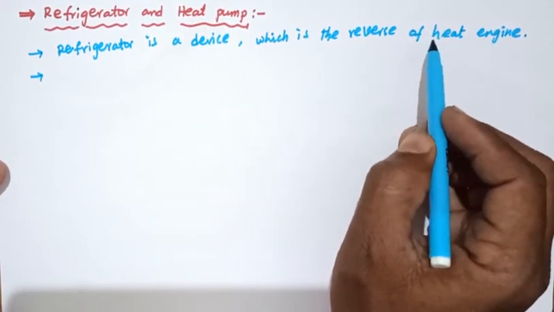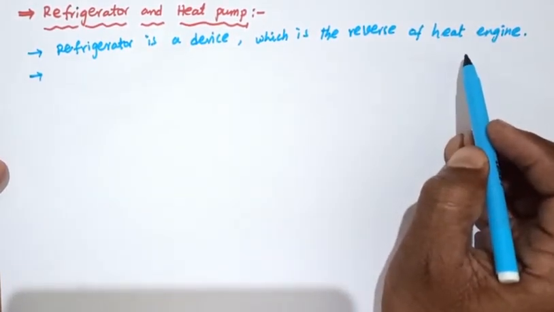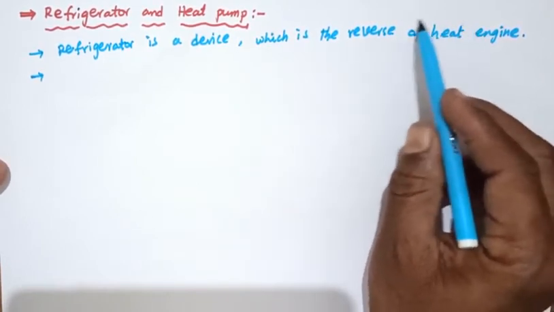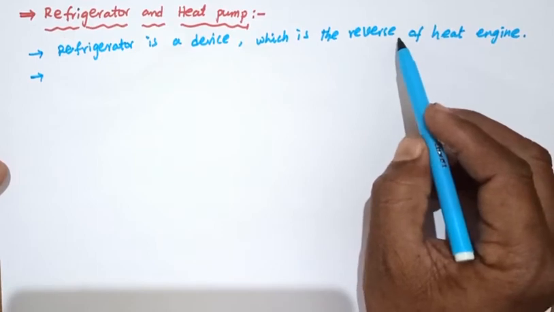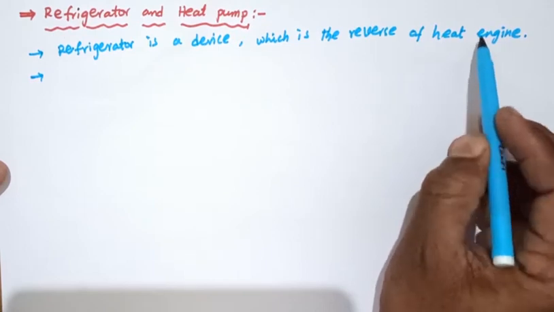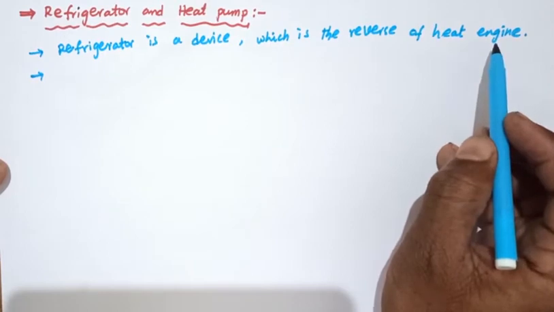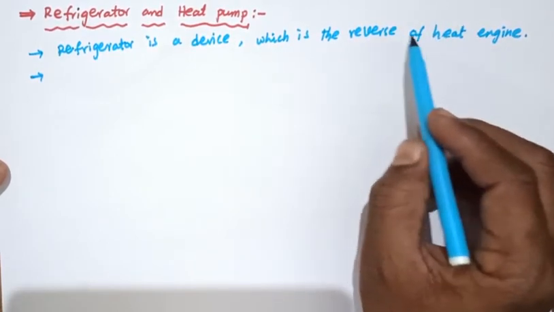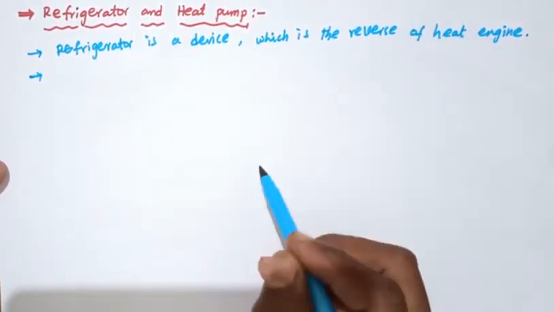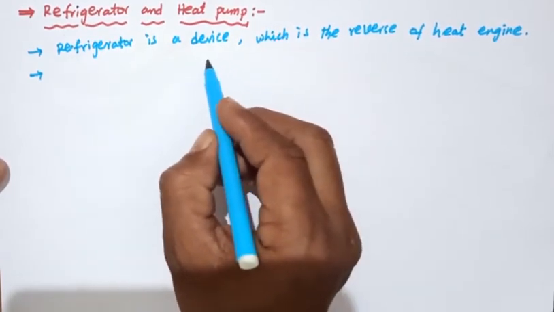We already learned about the heat engine in the previous class. In the heat engine, heat is absorbed from the hot reservoir, that is the source, work is done, and the remaining heat is transferred to the sink or cold reservoir. Here the refrigerator works in the reverse direction. So we can draw the schematic diagram.